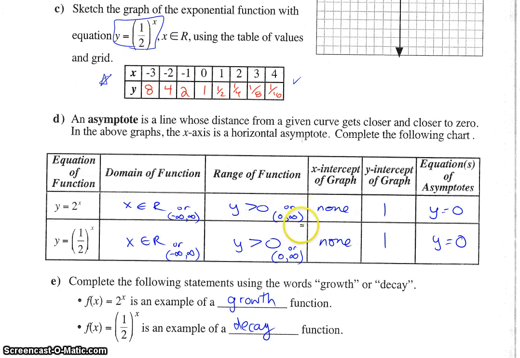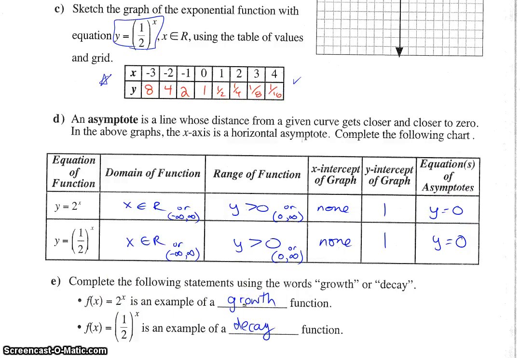And infinity is never included with interval notation because infinity isn't really a number, so you can't include it. It's just an idea. X-intercept of a graph, well, it doesn't cross the x-axis, so therefore none. Y-intercept of the graph, they both crossed at y equals 1. The asymptote was the x-axis, which has an equation of y equals 0. 2 to the x is a growth, and 1/2 to the x is an example of a decay function.